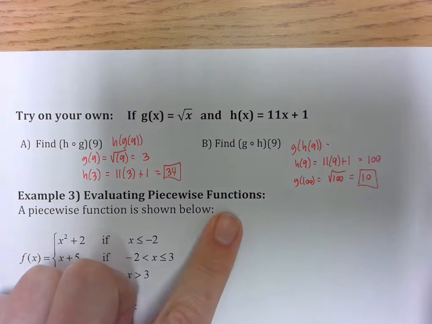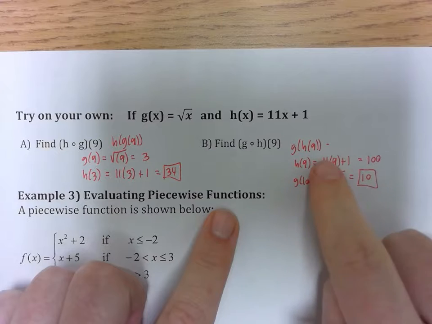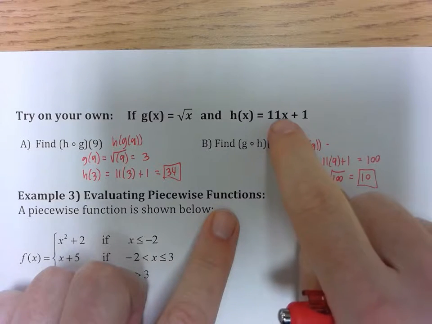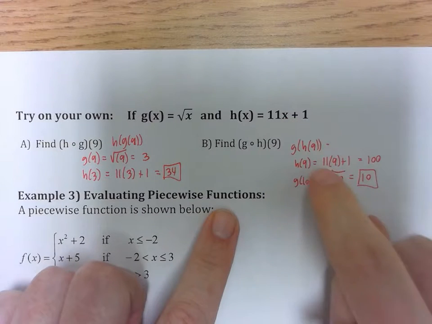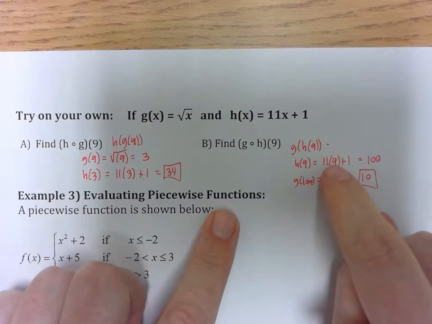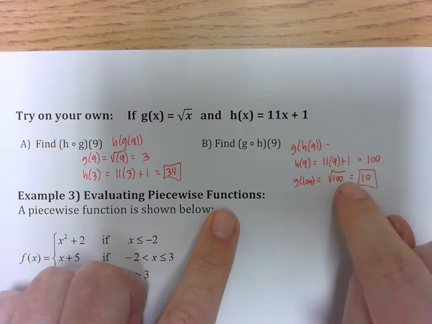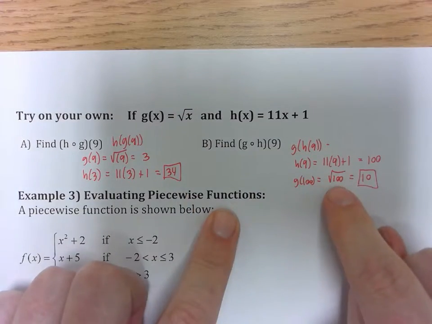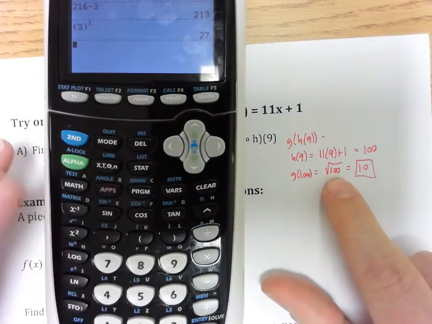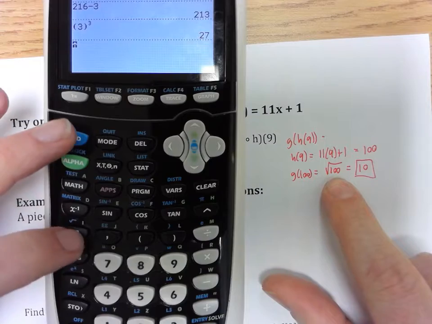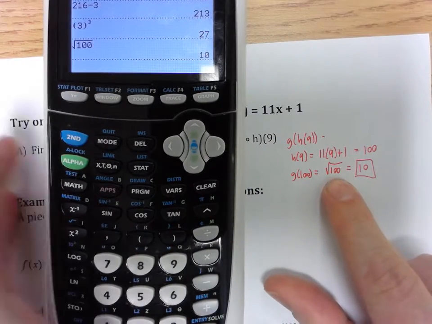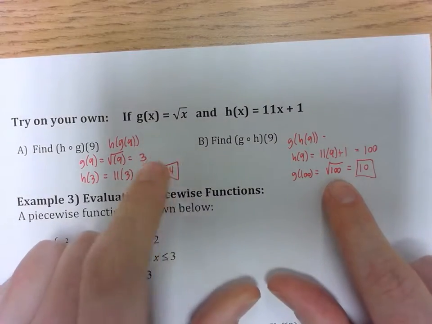Okay, the next function is g of h of 9. Again, it's backwards. So we're going to do the h function first because that's inside. We're going to plug in 9 for this x. So you're going to get 99. 11 times 9 is 99, plus 1 is 100. We're going to take that 100, then plug it into the outside function, which is g, the square root of 100. Just a reminder, you know where the square root button is, second x squared, and the square root of 100 is 10. So we got our answers 34 and 10.